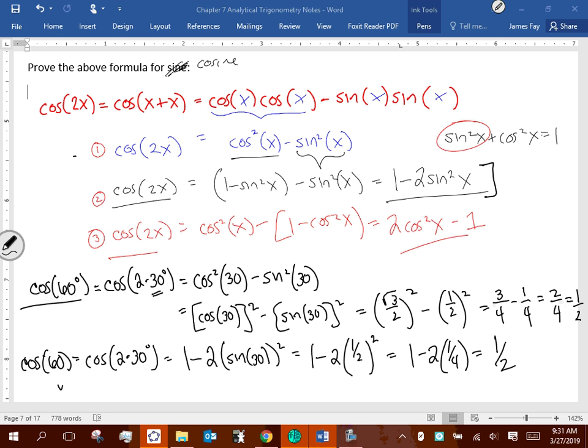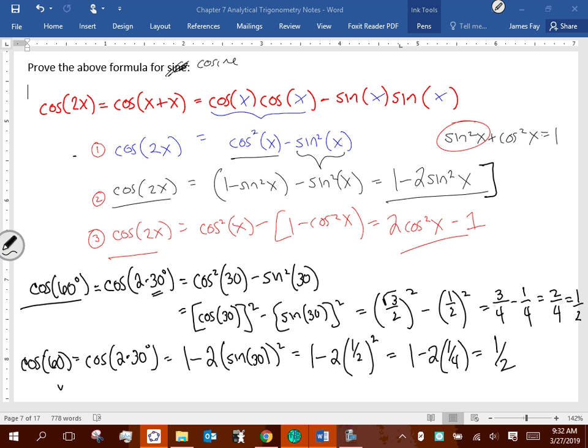So we could do the same thing with that red one. I'm not going to spend time. We go 2 cosine of 30 squared minus 1. Cosine 30 is radical 3 over 2, right? Square that, you get 3 over 4. So I get 2 times 3/4 minus 1. What's 6/4? Which is 3/2, right? 3/2 minus 1 is 1/2 again. So you can use any one of those 3 formulas to generate the cosine double angle.